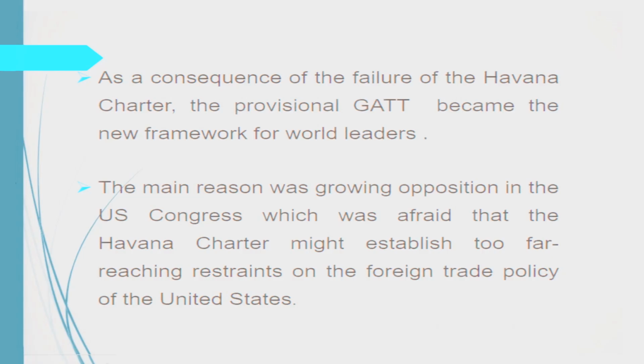Now the failure of Atlantic and Havana Charter, what does this mean? That ITO could not be established. International Trade Organization could not be established. But as I stated to you, GATT was also in progress, simultaneously in progress.